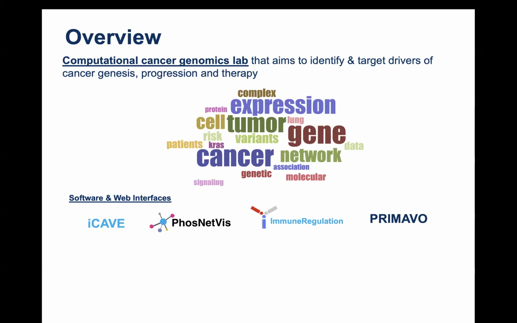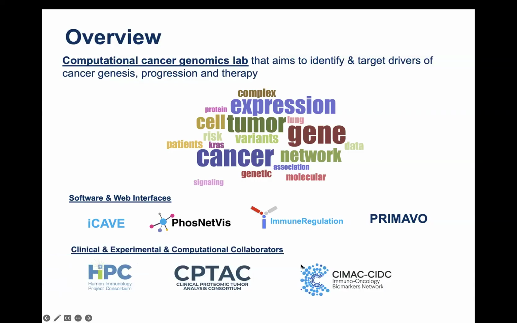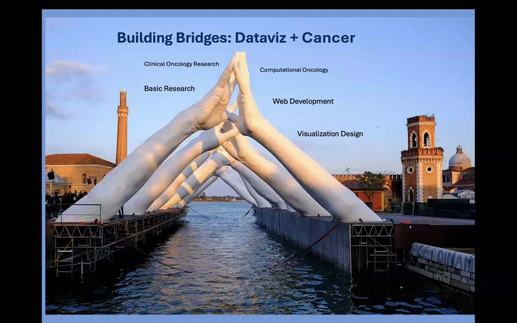Some of the tools that we have developed, I list here, and I'll mention briefly Primavo. And we collaborate with clinical, experimental, and computational groups such as the NCI Clinical Proteomic Tumor Analysis Consortium, the CMAC-CIDC Immuno-Oncology Biomarkers Network, and until recently, the NIH Human Immunology Project Consortium. So within these efforts, what we try to do is to build bridges between data visualization and cancer.